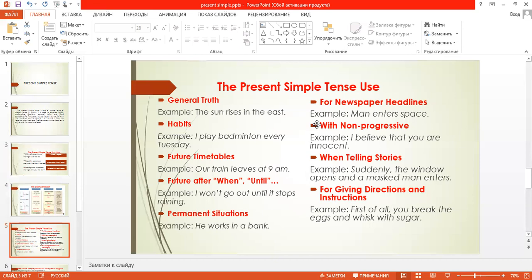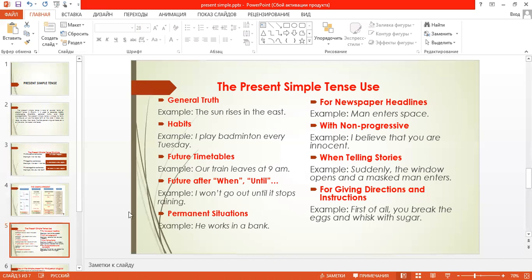Another application of present simple tense is when telling stories. For example, suddenly the window opens and a masked man enters. The last usage of present simple tense is for giving directions and instructions. For example, first of all, you break the eggs and whisk with sugar.